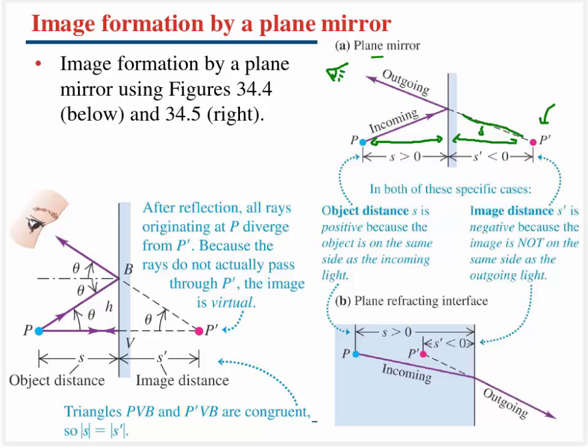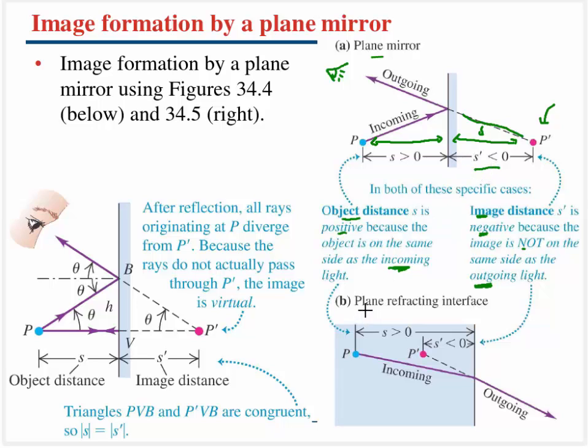So the object distance is going to be positive if it's on the same side as the incoming light. The image distance is going to be negative here because it's not on the same side as the outgoing light. So image goes with outgoing and object goes with incoming. So this image distance here is going to be negative.